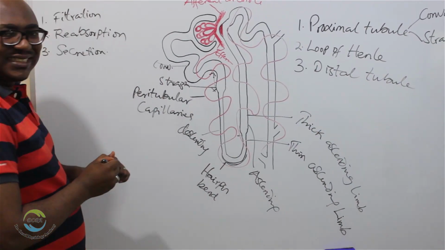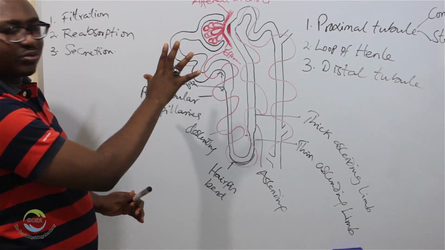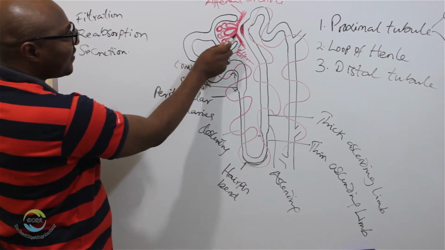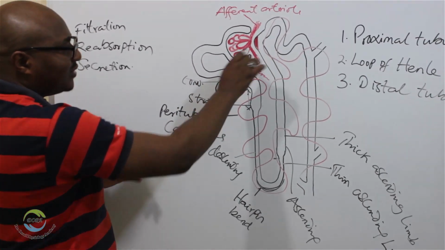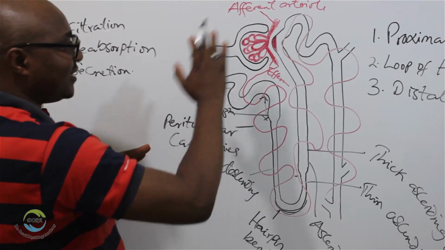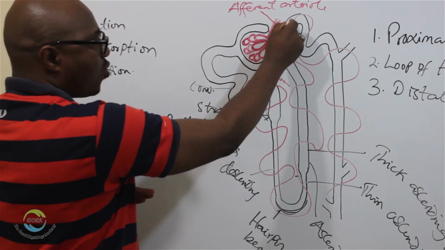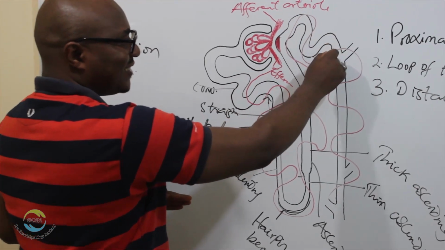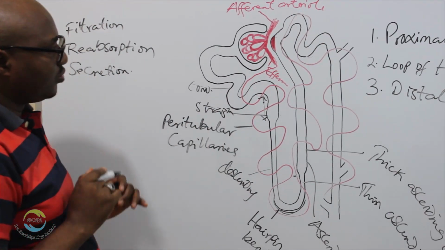So where do we start? Where does the distal tubule start from? You see this red marking here. That's what demarcates the thick ascending from the distal. So from here onwards, it's known as the distal tubule.